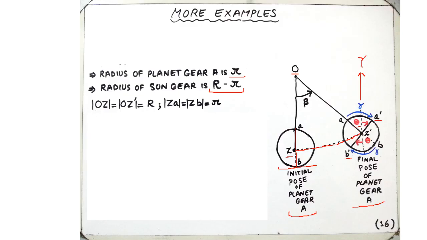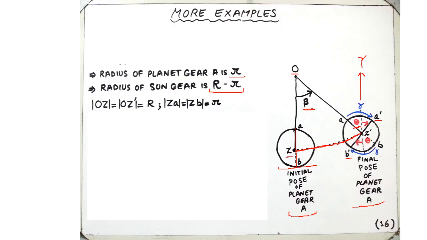We are actually interested in relating the length of this arc with the angular displacement variables such as theta and beta. So in some sense, beta describes the angular displacement of the Sun gear, and theta describes the angular displacement of the planet gear. What is the relationship between theta and beta? We need this relationship to write the equation of motion.